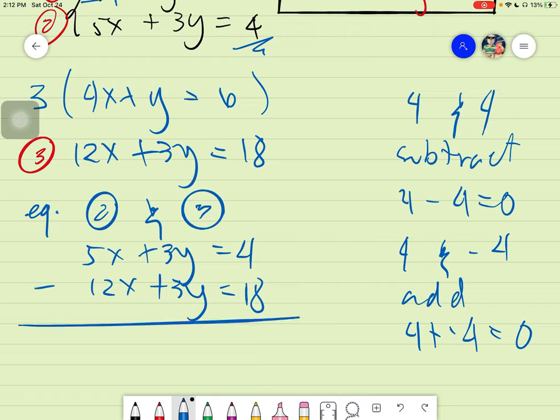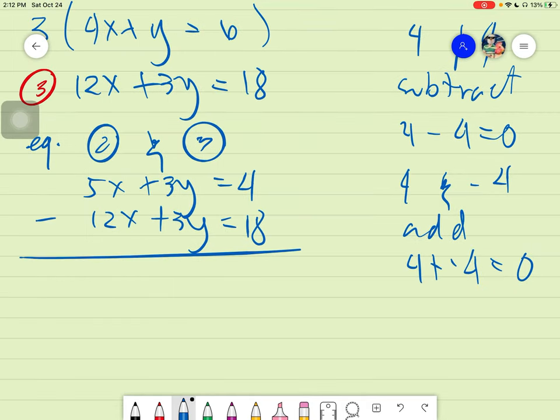Now, let's recall the rules of subtraction. In subtraction, what we need to do is change the sign of the subtrahend. Okay? We need to change the sign of the subtrahend. So in the subtrahend, it's this part. So we need to change the sign of everything. This becomes negative. And then this one becomes negative, and this one becomes negative as well.